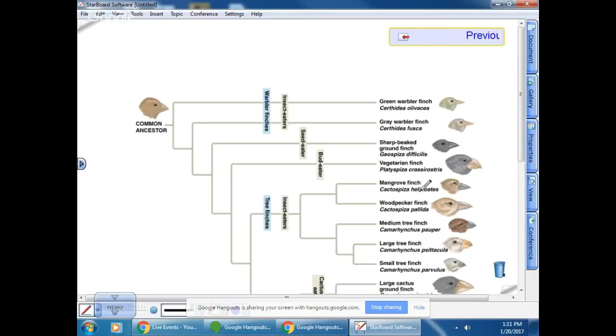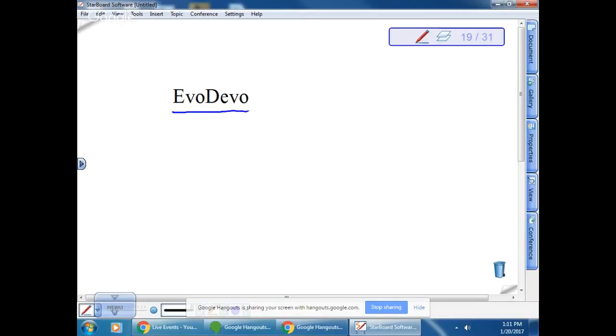Okay, so I did want to talk about Evo-Devo, which is a new area of study, which is called evolutionary development. So you can take classes in Evo-Devo, or you could become a professor in this, right? And just like I talked about the Hox genes, people who study Hox genes would be studying evolutionary development.